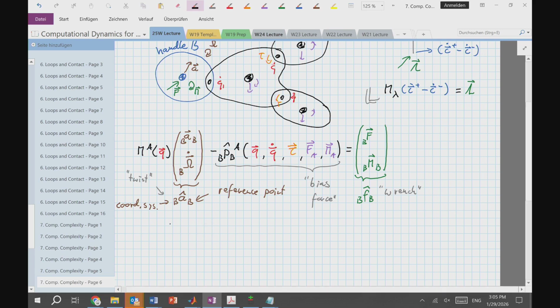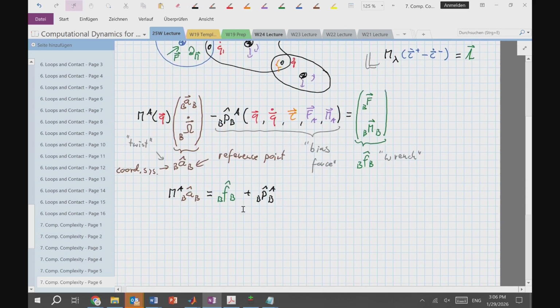And in short, I can now go ahead and write an equation that reads M^A, the articulated inertia, this is how I will call this. The articulated inertia, the spatial, times the spatial acceleration is going to be, and now I just rearrange things a little bit, my wrench that is acting at the handle plus this bias force, p^A, which I already wrote with a hat on top because it's this combined vector.